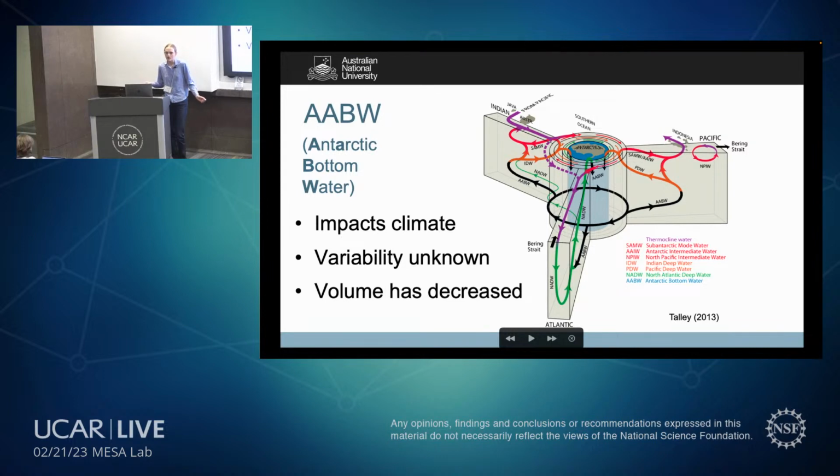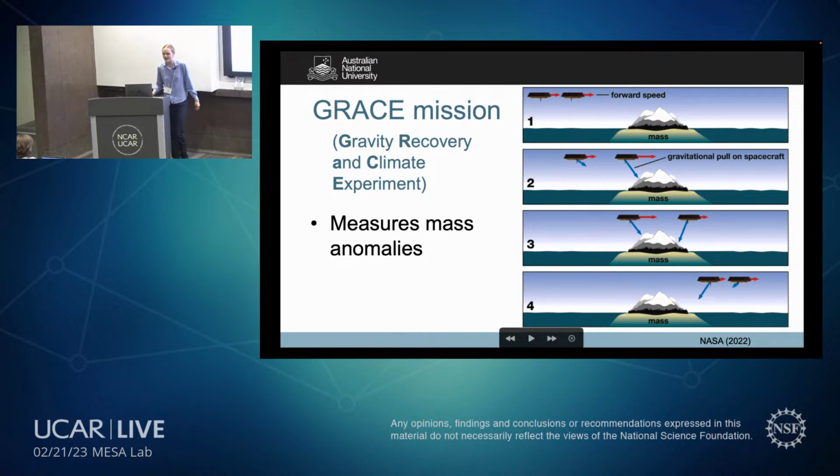What we do know is that it seems that volume has decreased from temperature and salinity observations, but the way that the volume is defined using temperature and salinity observations means that this could just be an artifact of changing water mass properties rather than changing currents. And I wanted to measure the change in currents using a completely different tactic.